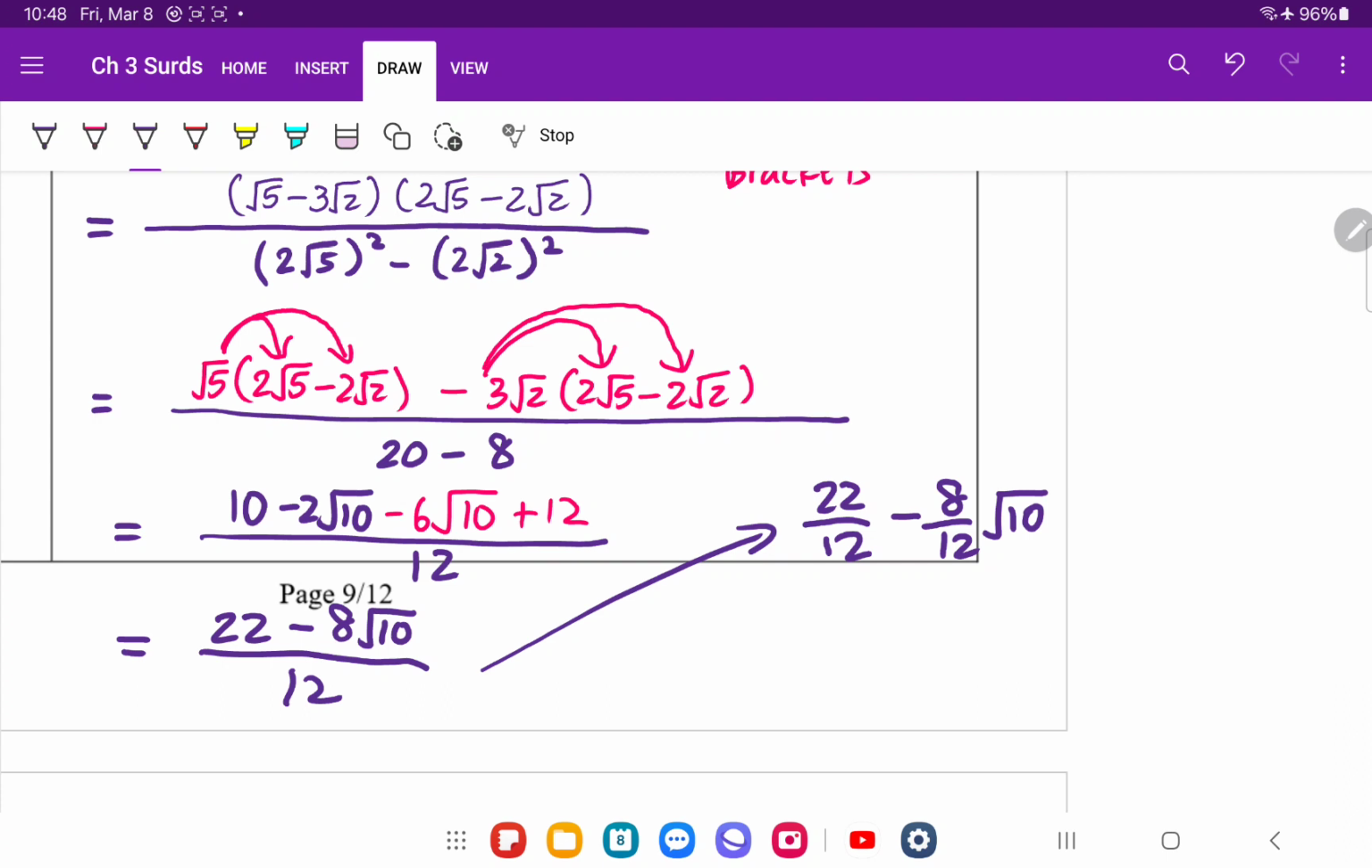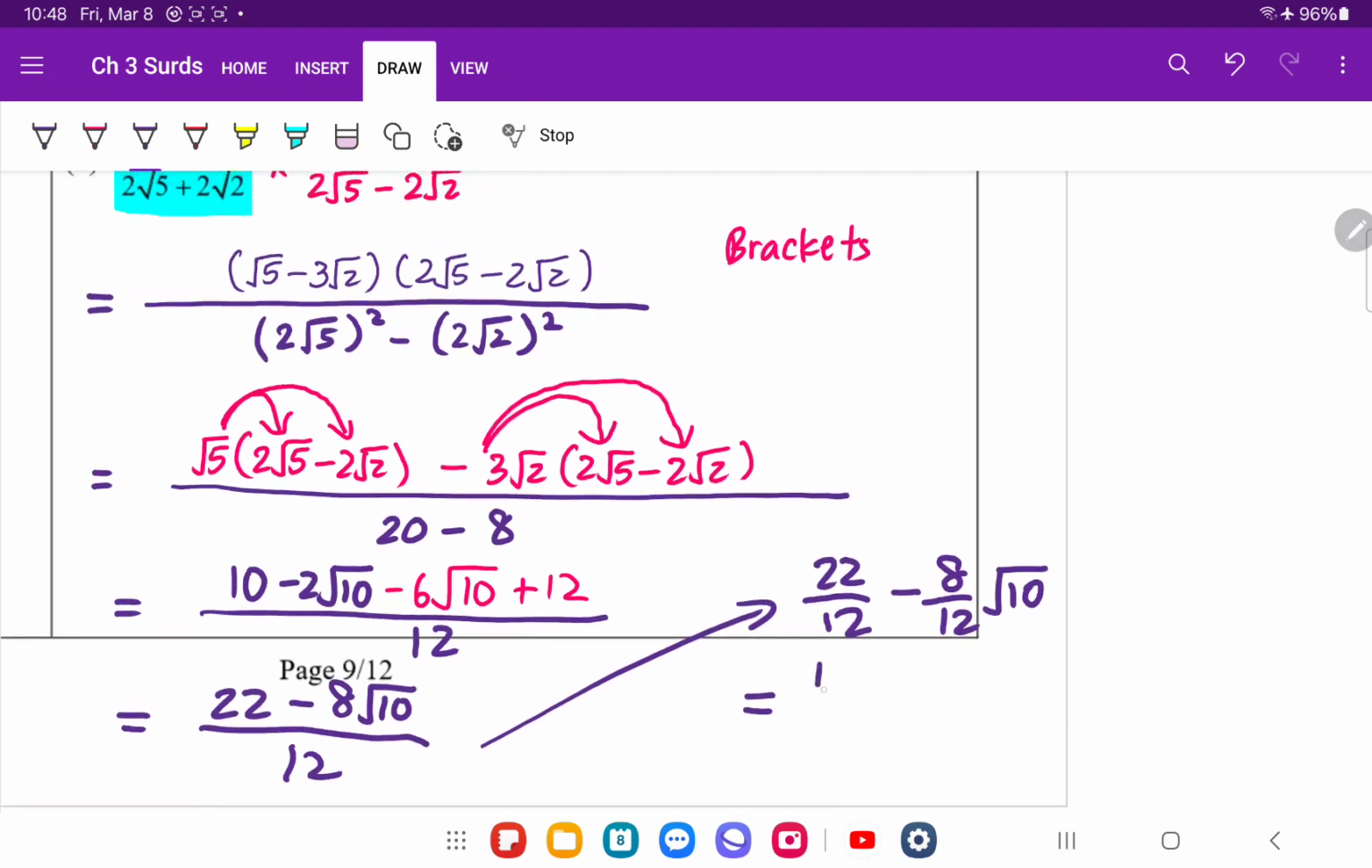Precisely. So the next step is you must always check with the calculator. Can you simplify the 22 over 12? Yes, and the answer is 11 over 6 minus 2 over 3 square root 10. And that is the final answer. This one is 3 marks also. If you don't write the last step and you leave it like this, I will penalize you 1 mark.